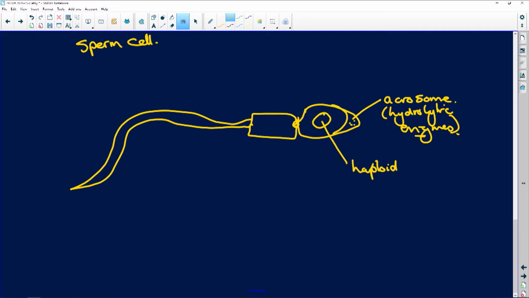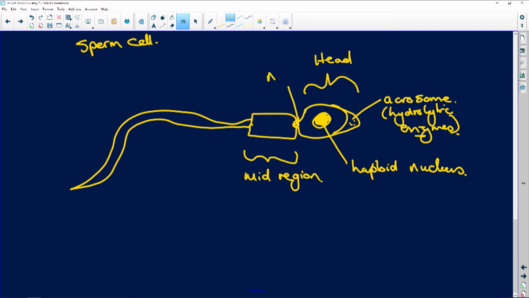All right, so the acrosome with the hydrolytic enzyme, so that this little nucleus here, which is a haploid nucleus of our little sperm cell. All right, let me think what else. Okay, so this is the head. This here is the mid region. And there's the neck. And I wonder what this is. Let's think. This is the tail. I mean, wow, guys. Really? Hey, folks. Head, neck, midregion, tail. Thank you. 4 marks. Haploid nucleus, 5 marks. Acrosome with hydrolytic enzymes, 6 marks.